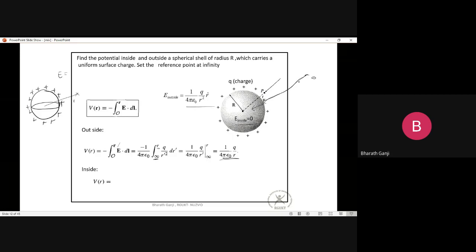Because there is an electric field outside from infinity, in order to bring the charge till the surface you have to do some work. But once you enter the surface, there is no longer any electric field there. So what is the work done inside, and what is the potential inside? At every point you will have a constant potential, because from infinity to the radius capital R you have to do some work, and after that you don't have to do any work. So basically the work done is nothing but 1 by 4 pi epsilon naught, q by capital R.